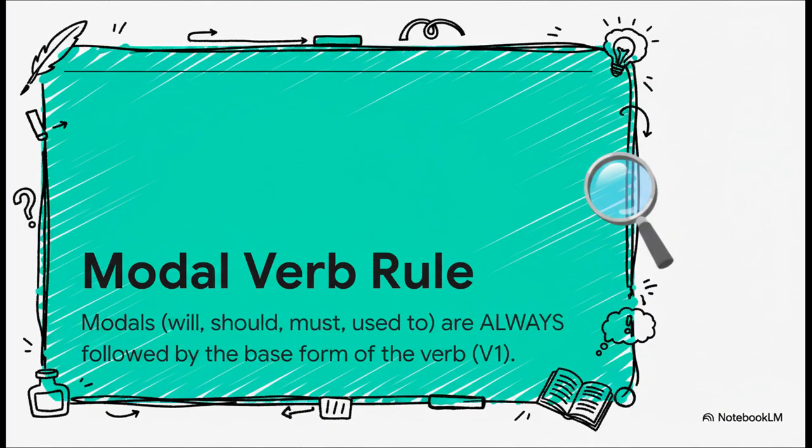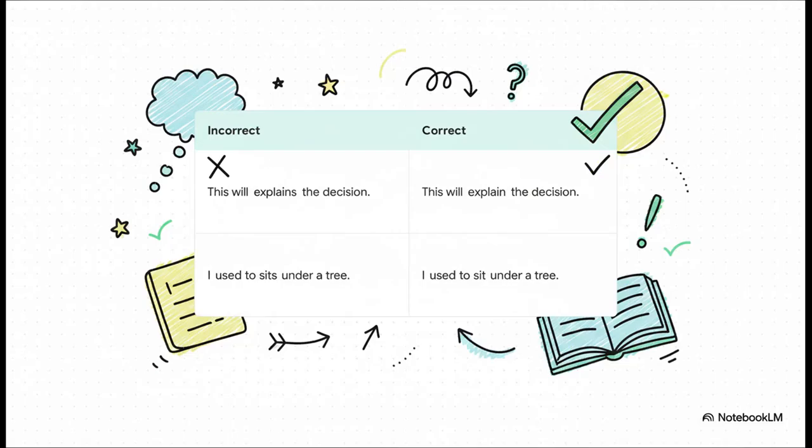Okay, this one is an absolute non-negotiable law of grammar. After a modal verb, you always use the verb in its simplest, most basic form. We're talking no S, no ED, no ING, just the pure original verb. Let's see this in action. It's never this will explains. It's this will explain.